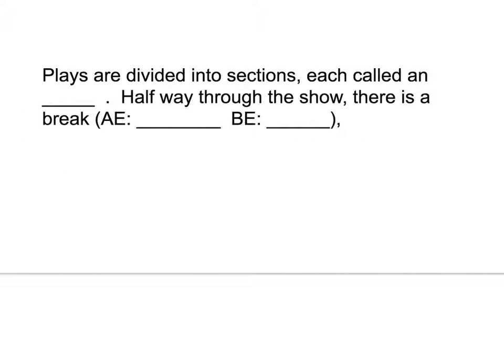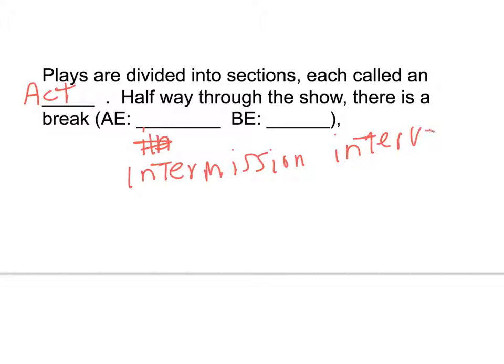So plays are divided into sections. Each part, each little piece, is called an act. Act 1, Act 2, Act 3, Act 4. Halfway through the show, there's a break. It's an intermission. The British word for intermission is interval.